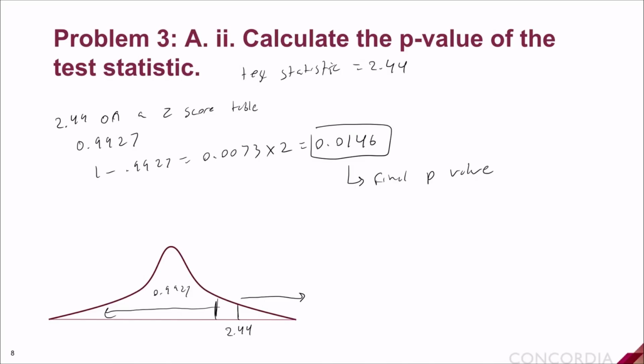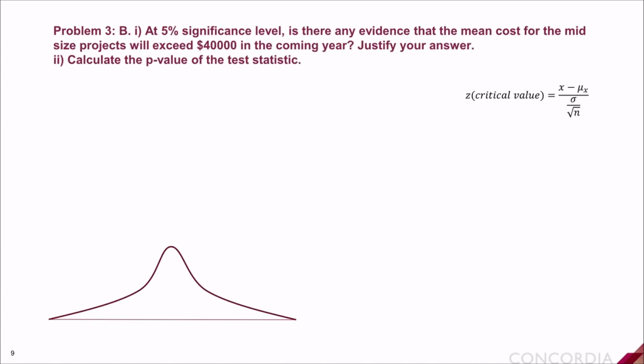Let us move on to 3b. At a 5% significance level, is there any evidence that the mean cost for the mid-sized projects will exceed $40,000 in the coming year? Justify your answer. I, or 2I, calculate the p-value of the test statistic.